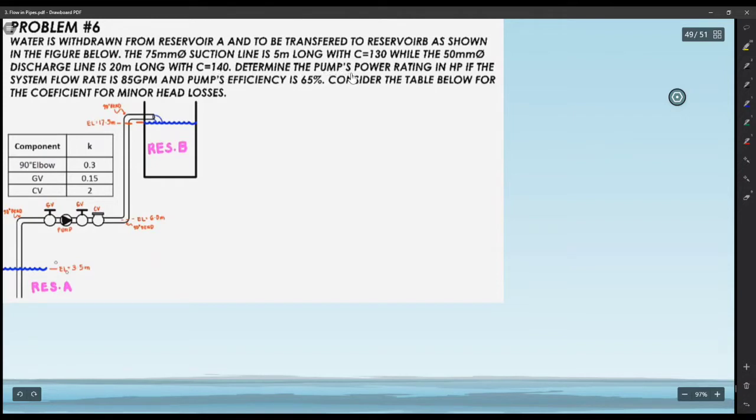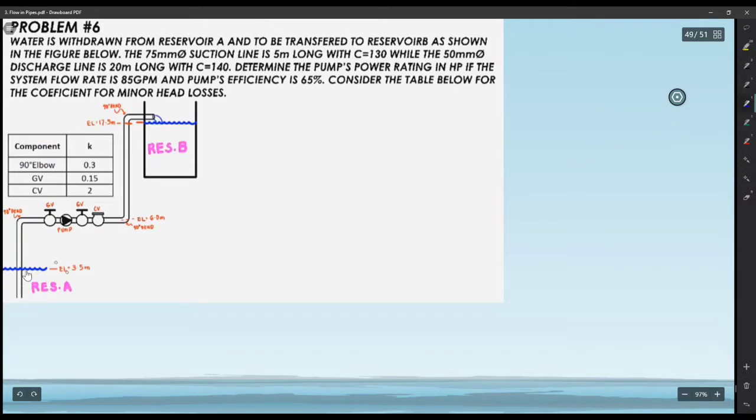So determine the pump's power rating in horsepower if the system flow rate is 85 gallons per minute and pump's efficiency is 65%. So consider the table below for the coefficient for minor head losses. Okay, so i-analyze muna natin yung ating figure, okay?